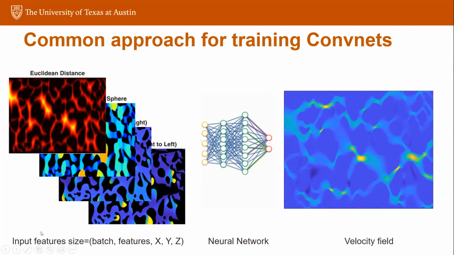So the size of our inputs is the number of samples, that's also called a batch. Then the number of features, which in this case is four features that we're feeding in, and the X, Y, and Z components of these features. And we're trying to predict the velocity field.